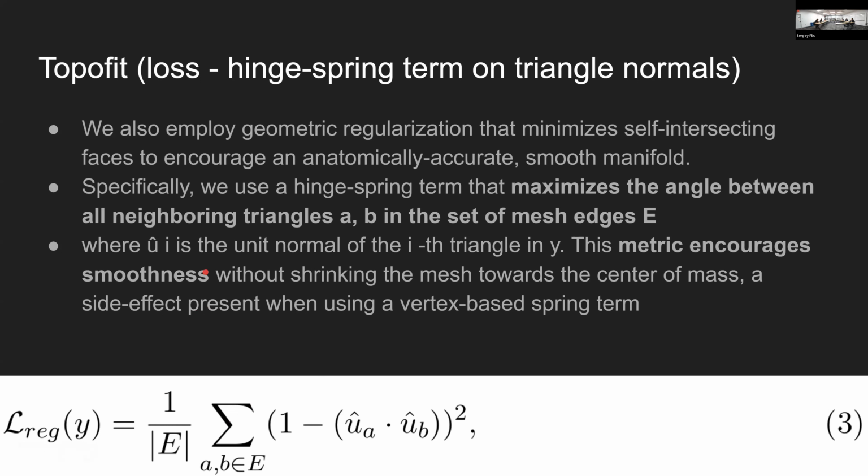All right. Okay. So this sentence here kind of comes to mind. The metric encourages smoothness without shrinking the mesh towards the center of mass. Side effect present when using voxel-based spring terms. So this encourages a certain shape, but there's a tendency to either become too flat or become too rigid or too pointy, and this kind of produces it without having to have a hyperparameter, I think.